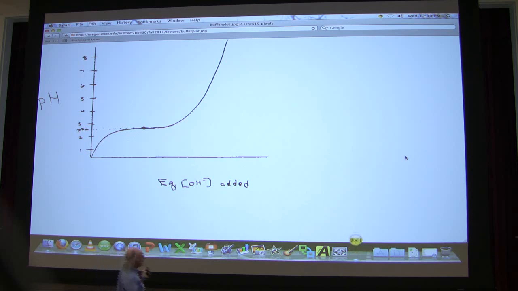Now, let's see what happens with the solution. I start out with this solution. It's got the protons on. I start adding sodium hydroxide. What happens to the pH? The pH rises. It rises relatively rapidly at first. Why does it rise relatively rapidly at first?